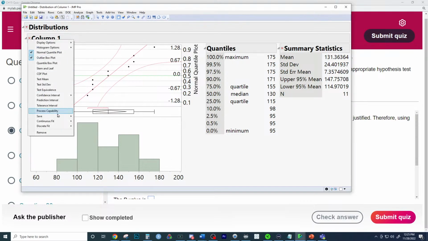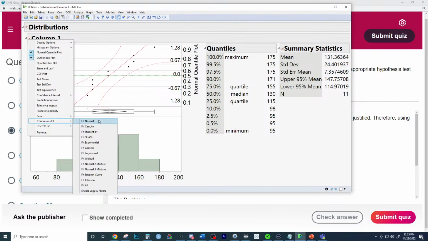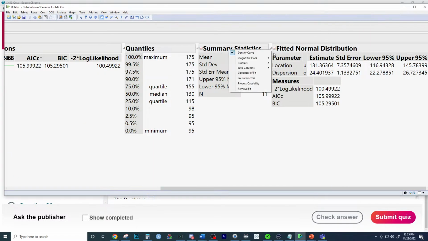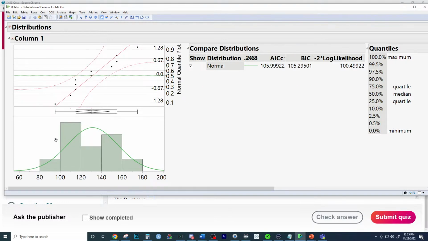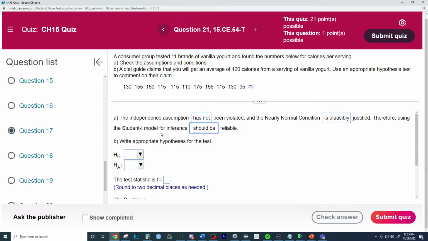Last but not least, we could do a goodness of fit test, which is just one more way to check it. You'd want to see that it passes the goodness of fit test, both of them. Shapiro-Wilk is very high, way higher than 0.05. Because it has a high p-value on the goodness of fit test, we would assume that the normal model is a good fit, even though it looks a little bit weird. All of that is just to say that we probably passed the nearly normal condition, and that's when we use the T.